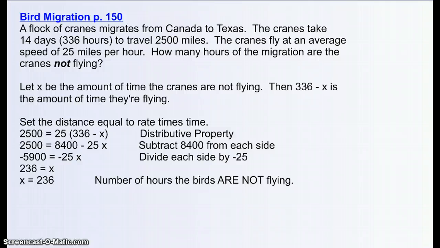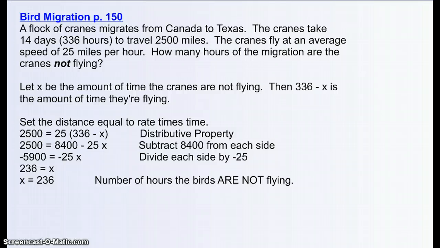This is a word problem from page 150 on bird migration, and this is the problem. A flock of cranes migrates from Canada to Texas. The cranes take 14 days, which is 336 hours, to travel 2,500 miles. The cranes fly at an average speed of 25 miles per hour. How many hours of the migration are the cranes not flying?